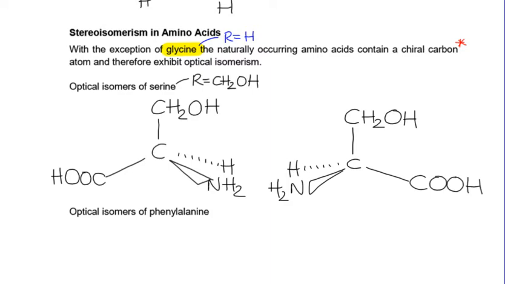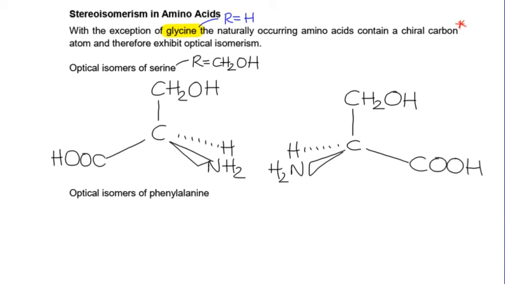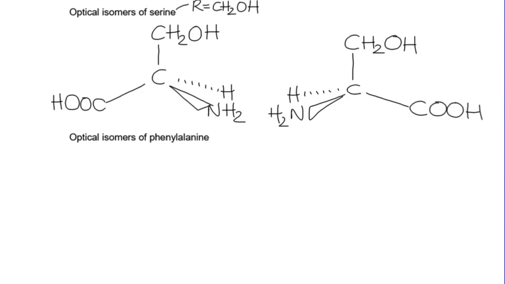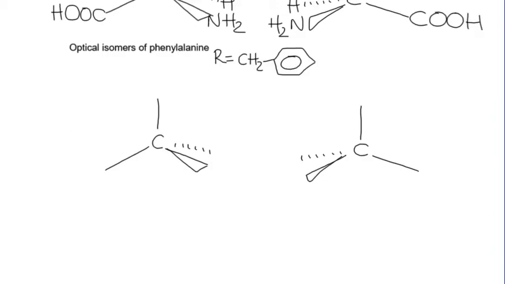It doesn't matter where you put the 4 groups on the first structure as long as you mirror the position on your second. So again, use your data sheet and see if you can draw the optical isomers of phenylalanine. So again, find the R group. The R group is a CH2 and a benzene ring. Draw out the 2 tetrahedral structures as mirror images and then put your groups. And there we go.